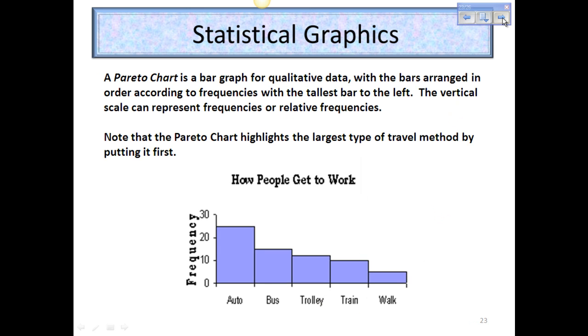A Pareto chart is a bar graph for qualitative data with the bars arranged in order according to frequencies, with the tallest bar to the left. The vertical scale can represent frequencies or relative frequencies. Note that the Pareto chart highlights the largest type of travel method by putting it first. That was the largest bar to the left. We always want to highlight the one that has the most by putting it on the left hand side, so you can think largest to smallest for a Pareto chart.